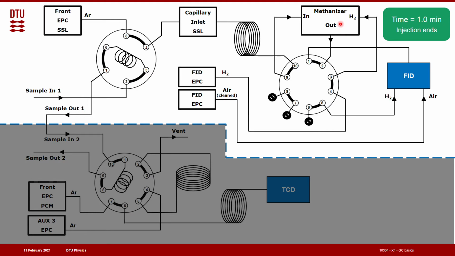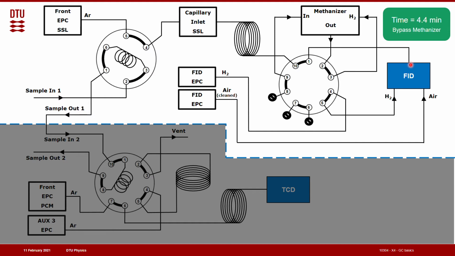But the next thing that comes through is the CO2. And we have so much CO2 that it would clog up the methanizer or drain its efficiency over time. So we would rather bypass it. And as we don't need it further on, we can just leave it off. So around here, 4 minutes, we turn it off. And now it just goes from the column directly into the FID.